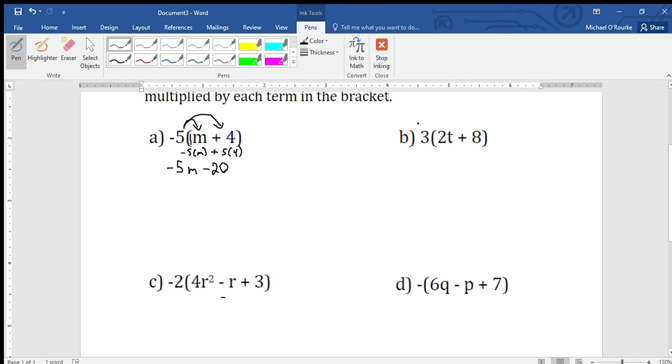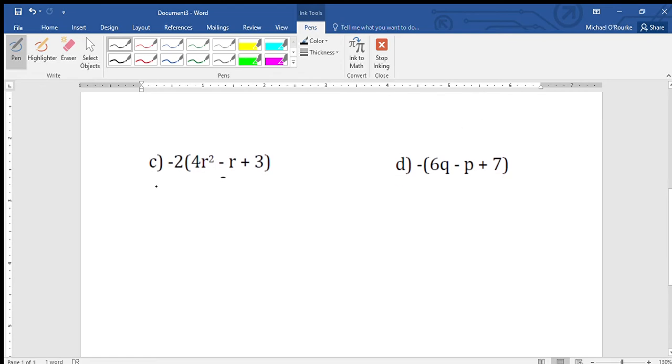Okay, so let's do the second one here. 3 bracket 2t plus 8. So the first one here, we're going to multiply these two together. So it's 3 times 2t, which would equal 6t. Plus 3 times 8, which is 24. And that's it, we're done. Oh, I forgot my second arrow. Always do your arrows, okay?